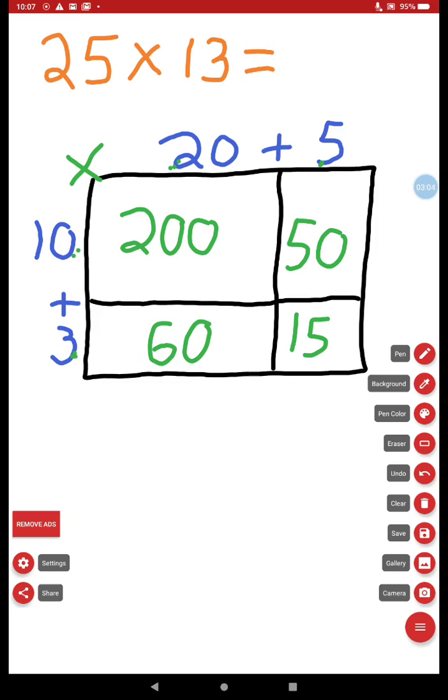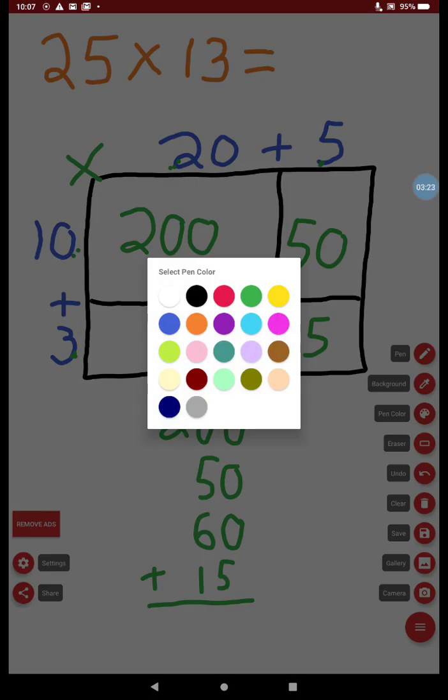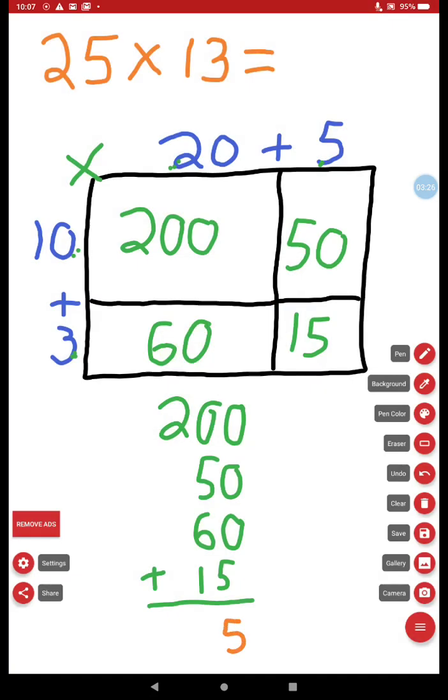Now I take those 4 numbers and I add them all together. 200 plus 50 plus 60 plus 15. Let's add them up. 0 and 0 and 0 is 5. 0, 5, 6, and 1 is 12. Carry the 1. 1 and 2 is 3. So I get 325. Now, if you did the two-step method, you would also get 325.